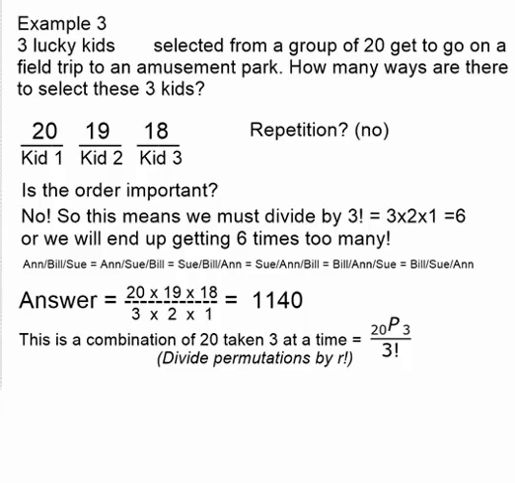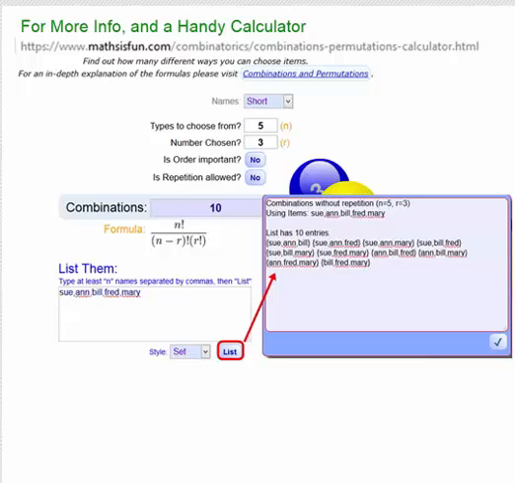So our answer is 20 times 19 times 18 divided by 3 times 2 times 1, and that gives us 1,140. And this ends up being a combination of 20 taken 3 at a time. And the way I like to remember combinations is permutations divided by r factorial, where r is the number of items or people chosen. So in this case, we have a permutation of 20 taken 3 at a time divided by 3 factorial.